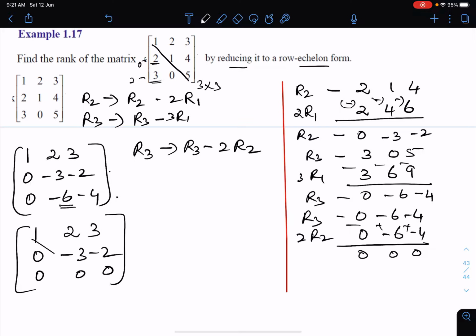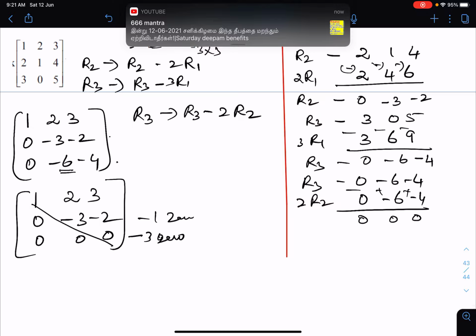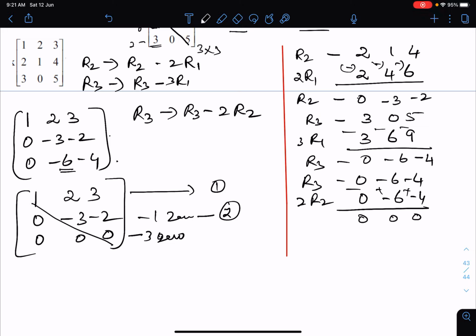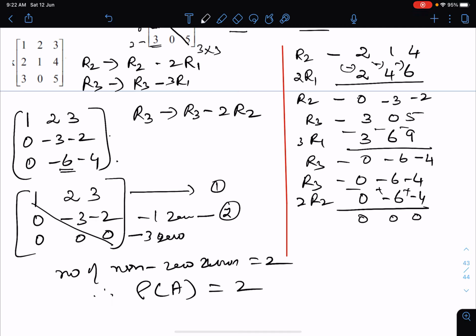Now if you see, this is our principal diagonal, and below the principal diagonal we have got 0s. Here you have got two zeros, and here you have got one 0, so it is in increasing order. So it is in row echelon form. Now you can count the number of non-zero rows. This is one non-zero row, this is the second non-zero row, and the third row is 0. So the number of non-zero rows is equal to 2. Therefore the rank of A is going to be 2. So this is our answer. This is the way to find the rank of a matrix using the row echelon method. Okay, thank you.